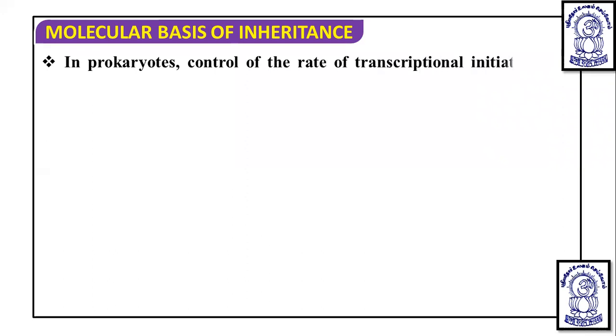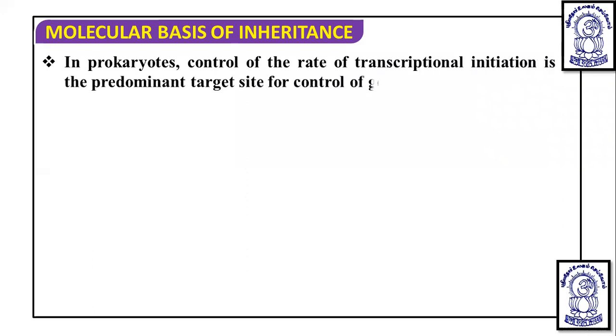In a prokaryote, such regulation occurs at only one point. In prokaryotes, control of the rate of transcription initiation is the predominant target site for control of gene expression. So in prokaryotes, transcription initiation is the main site where the regulation can occur.